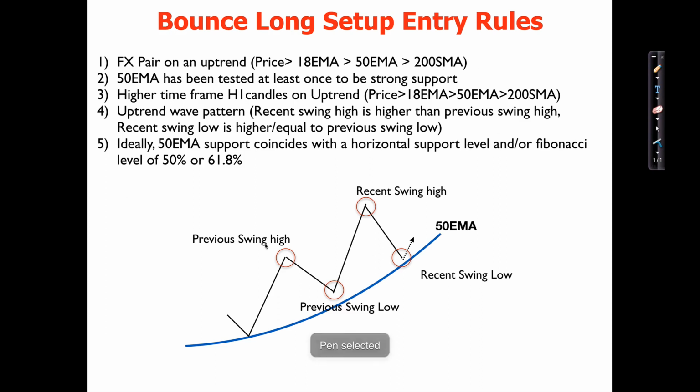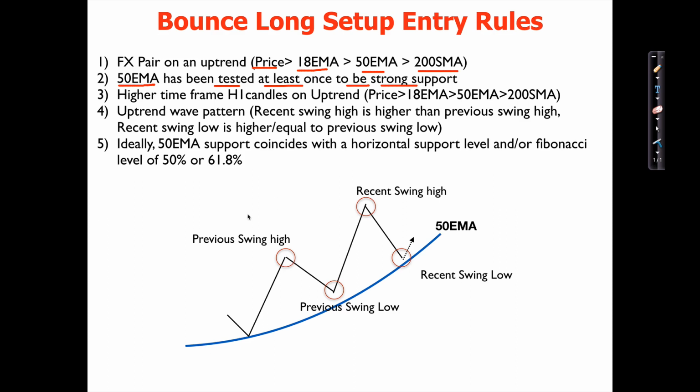Again, let's clarify the rules. When we're going long, we want to see a clear uptrend. A clear uptrend means the price must be above the 18 EMA, and the 18 is above the 50, 50 above the 200. So all the moving averages are in sequence, and you want to ensure that the 50 EMA has been tested at least once to be a strong support. This strategy is we buy when the price bounces off the 50 EMA. And how do we know that the 50 EMA is strong?